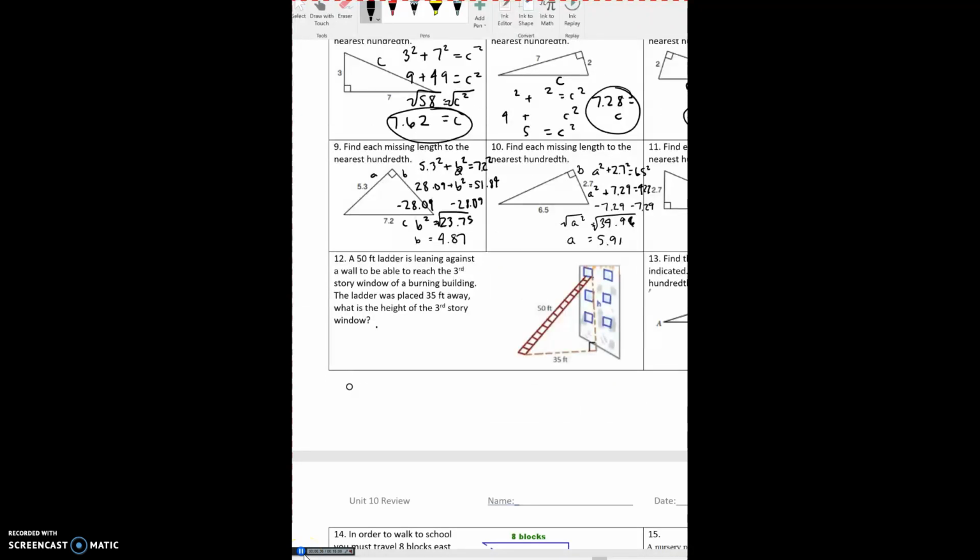Number 12, a 50-foot ladder is leaning against a wall to be able to reach the third-story window of a burning building. The ladder was placed 35 feet away. What is the height of the third-story window? As you can see, this is simply another Pythagorean theorem. This is C, A, and B. So we're going to do A squared plus B squared equals C squared.